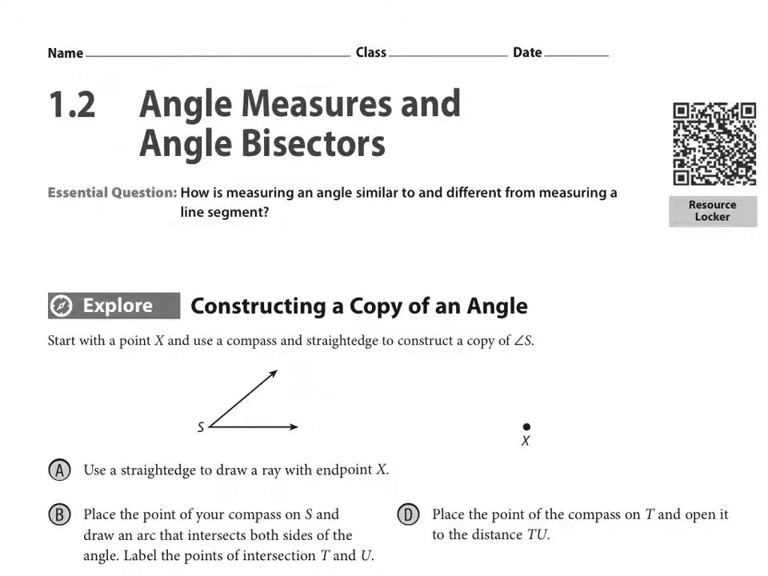All right, so here's our second lesson for geometry for the year. Today we're going to be talking about angle measures and angle bisectors. So some of that you may be able to make sense of just from the title, what we're going to talk about today. But specifically, we're going to talk about how to measure an angle. We're going to talk about how to name angles and some ways that angles are similar and different from line segments.